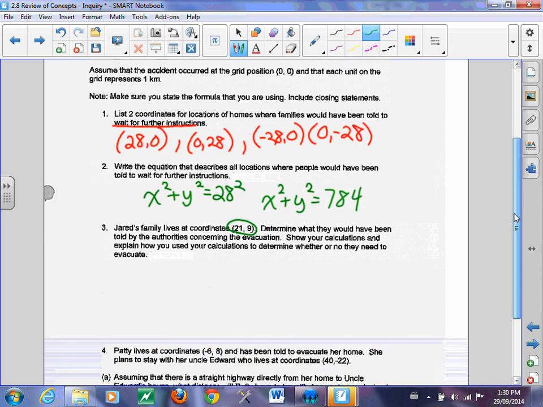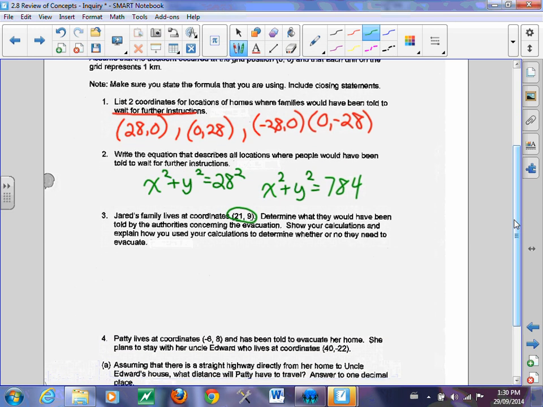All right. It says here number 3, Jared's family lives at coordinates 21 and 9. Determine whether they should have been told to wait concerning the evacuation, or determine what they should have been told. Show your calculation. So in this case, ladies and gentlemen, we're just going to do a left side, right side check. We know x equals 21, and we know y equals 9, and we're going to sub that into our equation.